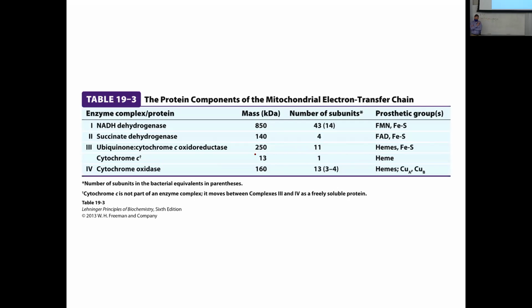Complex 4, with its 13 proteins, is where oxygen undergoes reduction to water. So in the overall metabolism of hydrocarbons, proteins, fats, we end up with carbon dioxide and water, but it doesn't all happen in a single step in our body. The water is produced in the final complex of the electron transport chain. This one has some interesting properties. It has some copper centers. It has some heme groups. And we'll talk a little bit about how it may bring about the reduction of oxygen to water.